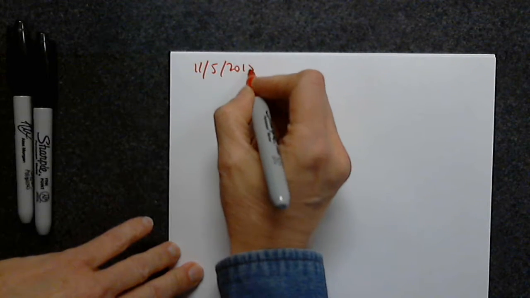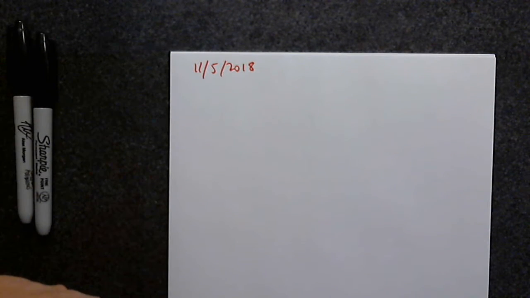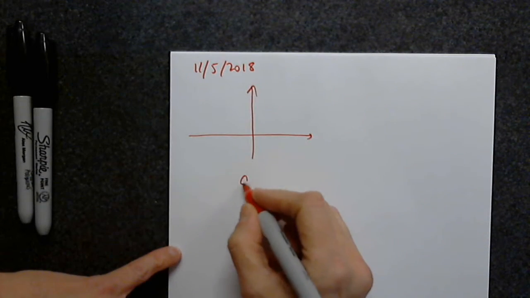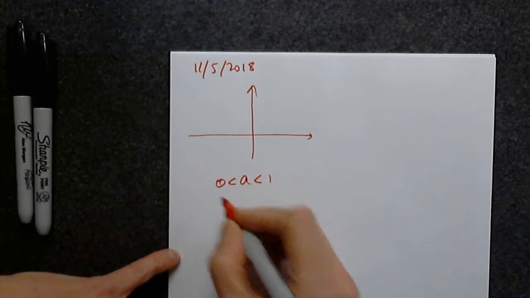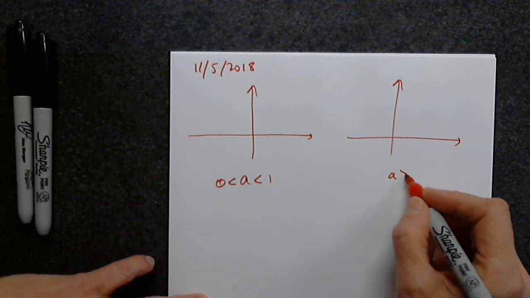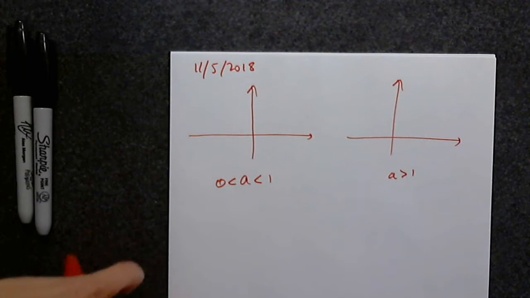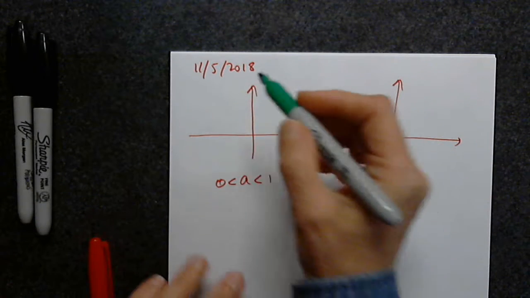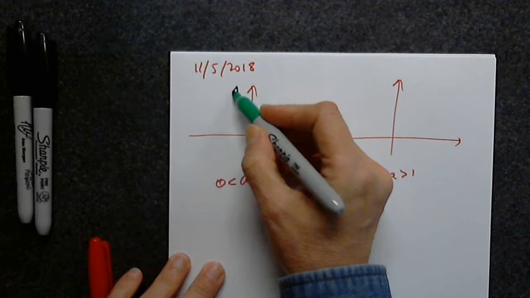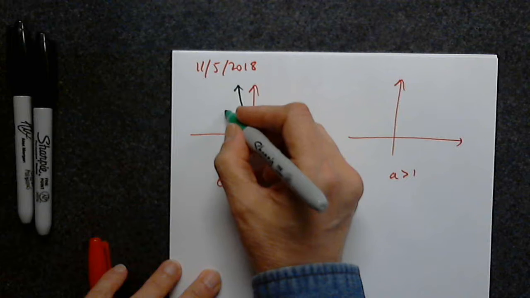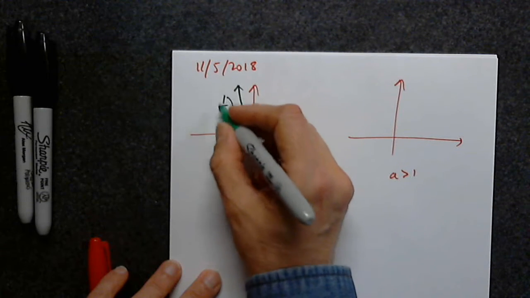I just want to refresh your memory on the graphs that we looked at last time. So this is the case of a between 0 and 1, and this is the other possibility in which a is greater than 1. We have to summarize these two and commit them to memory. So the exponential function with the base less than 1, as I mentioned, looks like this. And of course, it crosses at (0, 1). An example is (1/2) to the x power.